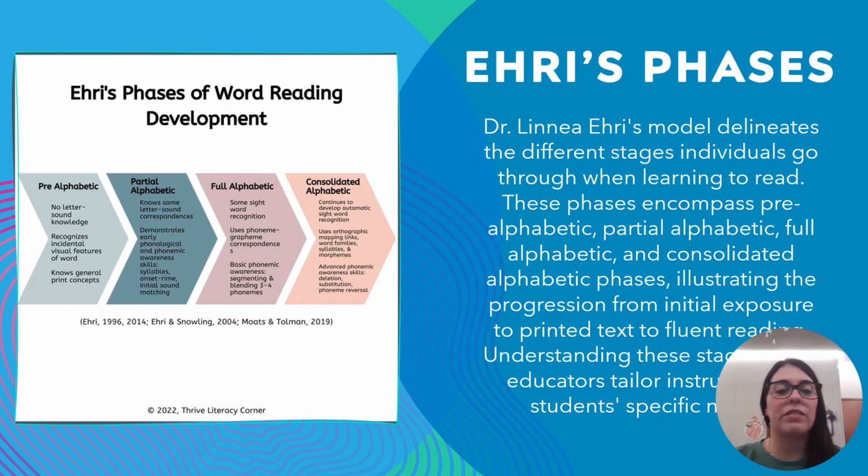During the pre-alphabetic phase, children rely on visual cues such as pictures or logos rather than letter-sound relationships. As they progress into the partial alphabetic phase, then they start recognizing individual letters and associating them with their specific sounds. In the full alphabetic phase, readers begin decoding words by applying their knowledge of letter sound correspondences. And finally, in the consolidated alphabetic phase, readers achieve automaticity and fluency in word recognition.